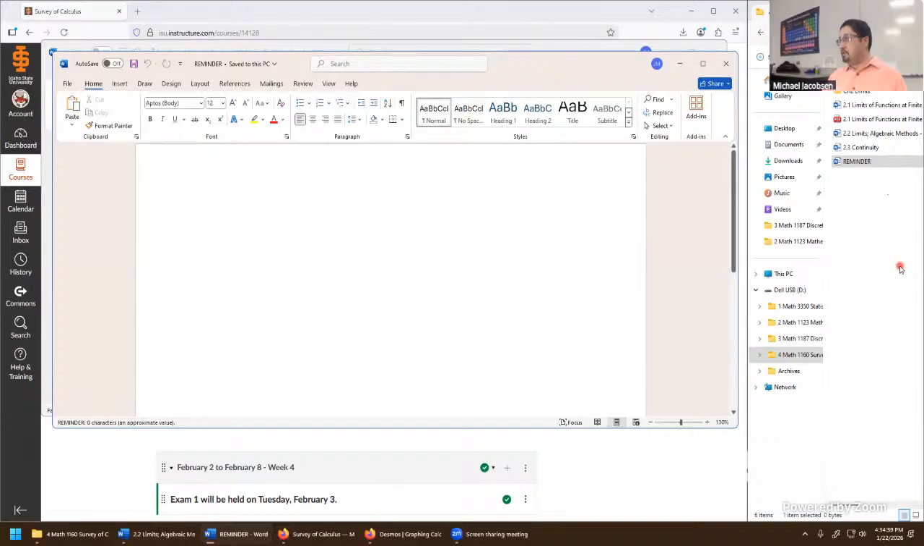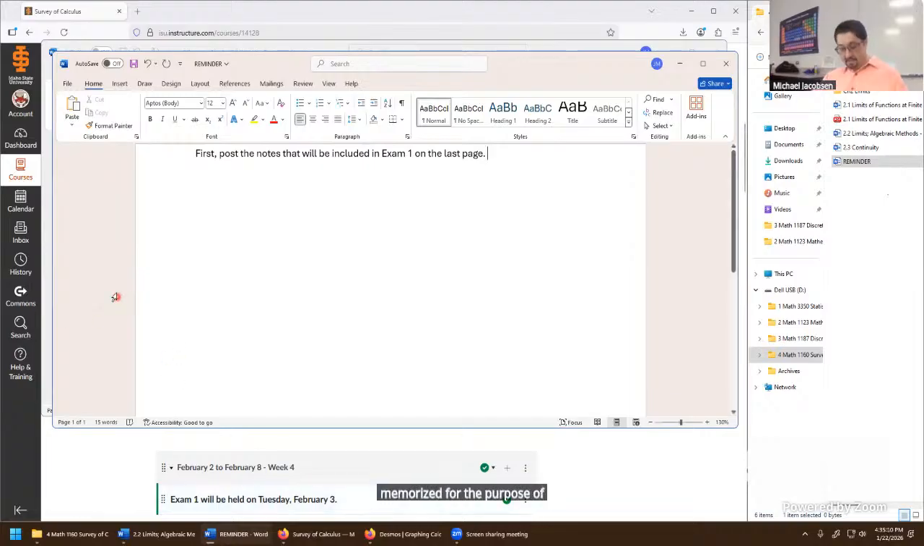And I'll say here, first, this is for the exam one materials I'm going to post. I'll post the notes that will be included on exam 1 on the last page. So I'll show you exactly what's going to be provided as the formula sheet. You don't need to bring anything to the exam. It'll be just your very last page on the notes. I want to get that posted early so that you're informed of the things that you'll have provided and the information that you'll have to have memorized for the purpose of studying.